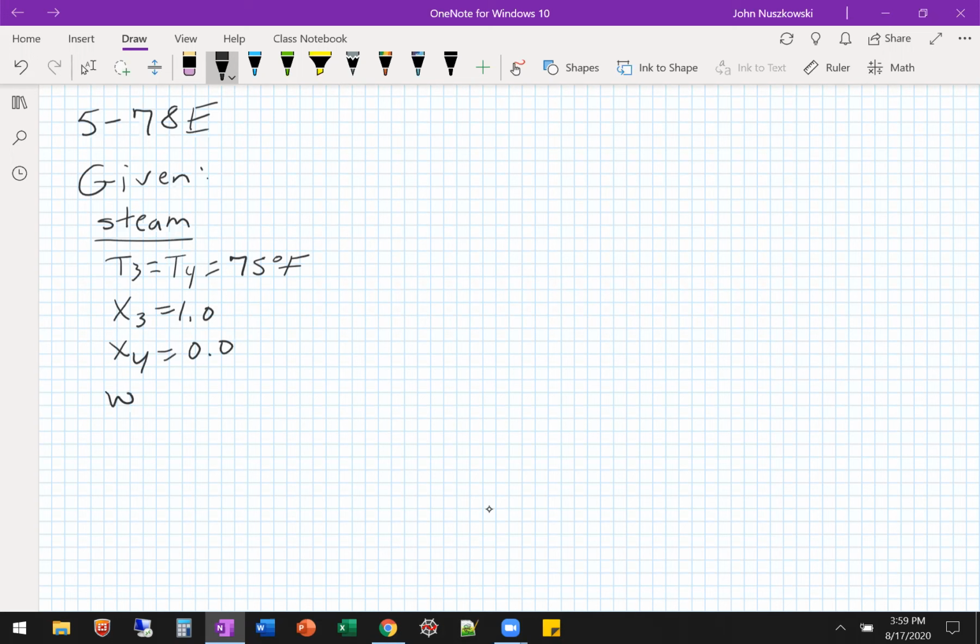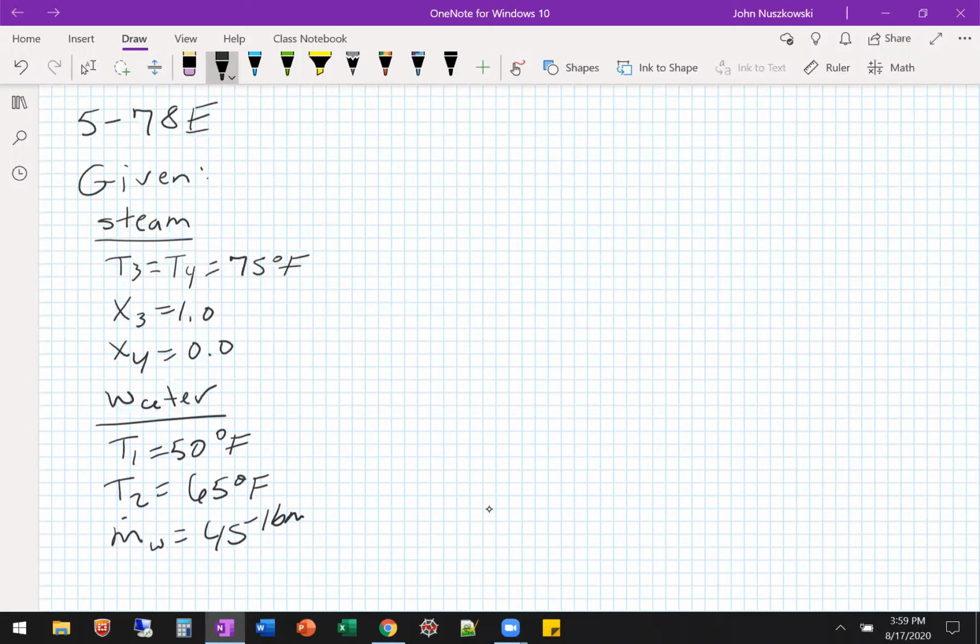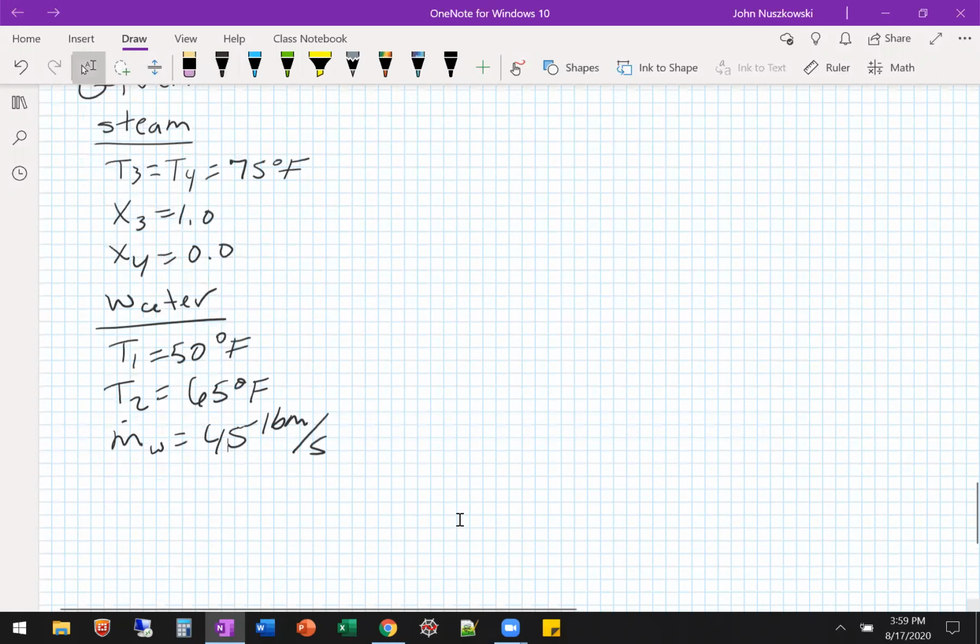We have the water side, which I'll call state 1, is 50 degrees Fahrenheit, and then we have state 2 being 65 degrees Fahrenheit, so the outlet of the water. And then the mass flow rate of the water is 45 pounds mass per second. And then it's also well insulated.